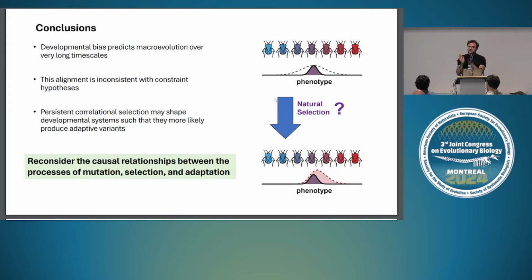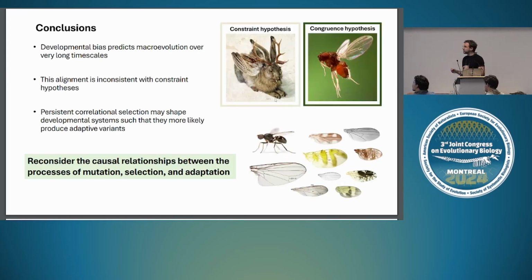Yet, there's some hints that maybe persistent correlational selection related to function may shape developmental systems such that they are more likely to produce adaptive variants. And if that is the case, we might have to reconsider the causal relationships between mutation, selection, and adaptation. However, I want to point out that even though we currently have very limited evidence for the constraint hypothesis when it comes to fly wing evolution, we also don't have particularly strong evidence for the congruence hypothesis. So I'm really excited for the next few years to see what we'll find out when it comes to wing shape evolution.